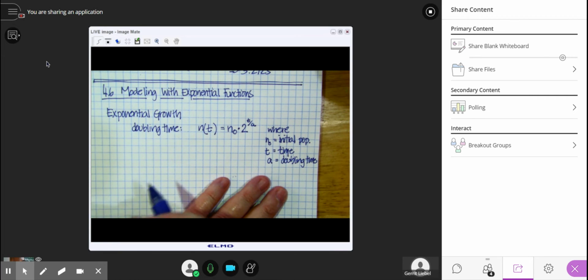So is it 5 days? Is it 10 minutes? Then if it's 5 days, then your A would be 5. If it's 10 minutes, then your A would be 10 minutes or 10. Both A and T have to be the same measurement of time. So you can't say it doubles every 10 minutes and then give your time in hours. You'd have to convert one of those so that they were the same units.